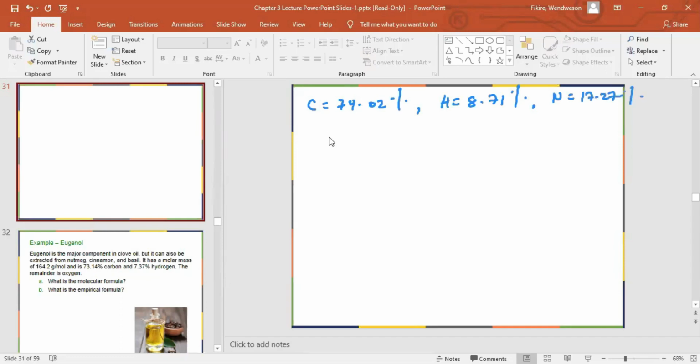I think the given molar mass was 162.3 gram per mole. Yes, that's it.